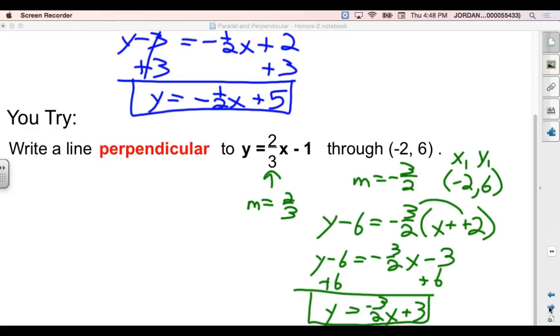All right, so now you keep distributing, and then you're going to add 6. And when you add 6, you get y equals negative 3/2 x plus 3. That's the line perpendicular to y equals 2/3 x minus 1, and goes through the point (negative 2, 6).